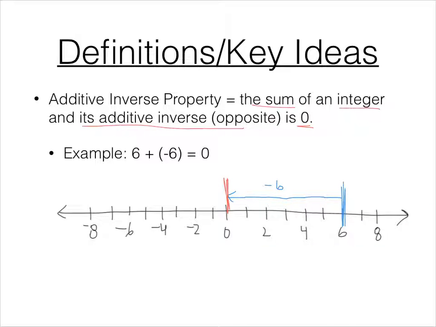Adding an integer and its opposite will always get you to 0. It's like saying, I'm going to give you $1 and then I'm going to take away $1 from you. Well, you're going to be back to 0.